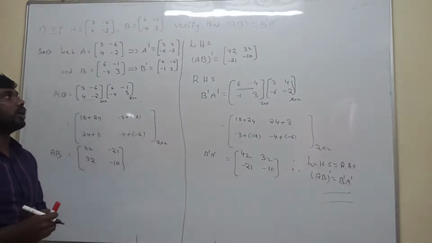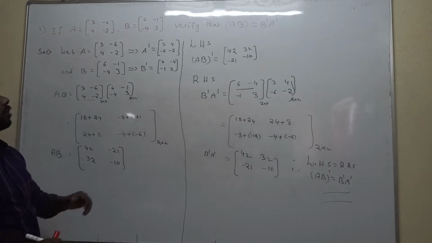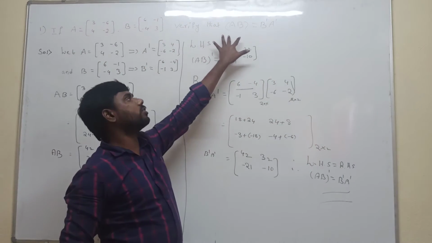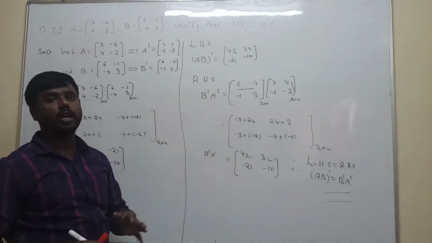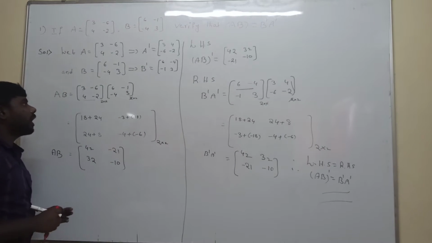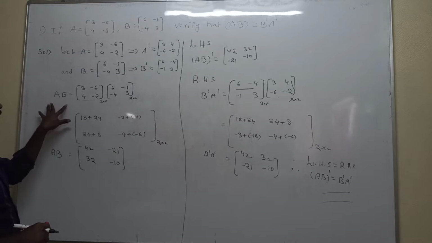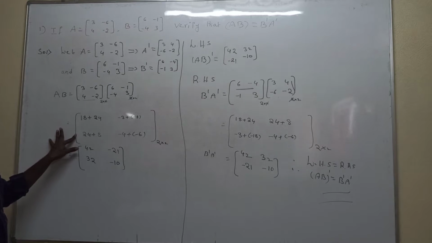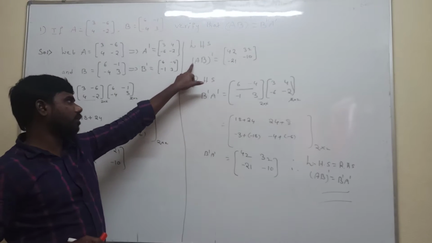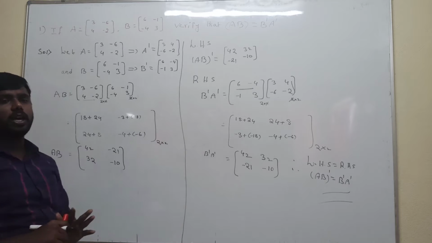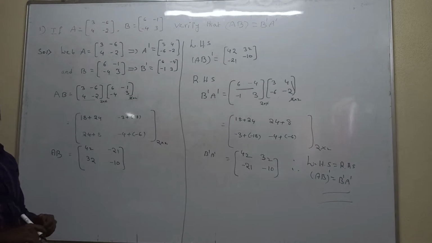Everyone understood how to solve the given questions? They are asking to verify whether both are equal or not. We have to verify, and after verifying that both are equal, we are proving it. First, calculate AB, and then its transpose. Next, calculate the right hand side, B transpose A transpose, the product of the two matrices. After that, we have to prove that LHS is equal to RHS. Everyone understood how to solve the given equations?